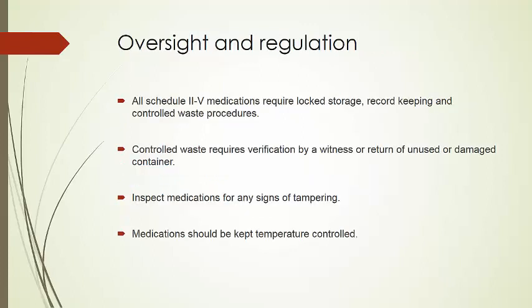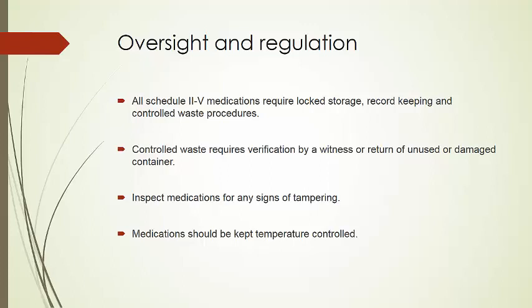Now, with your schedules, all Schedule 2 through 5 drugs require locked storage and record keeping and controlled waste procedures. It's important to know wherever you're working what those procedures are, because this will cost you your license if you don't adhere to the regulations. If you have a controlled waste, which means you've got a controlled substance that you have extra of and you've got to waste it or dispose of it, you have to have verification by a witness or return the unused or damaged container.